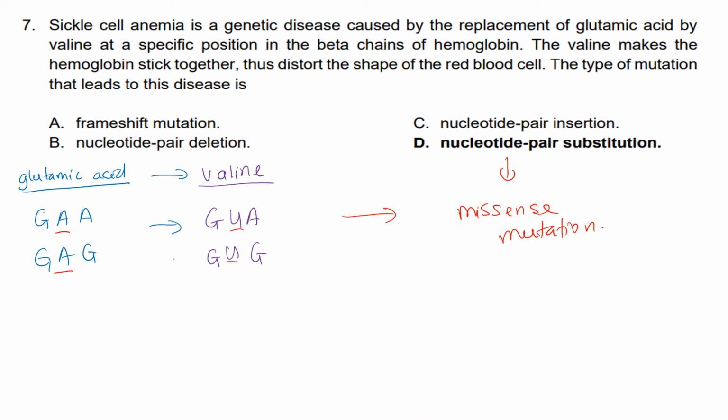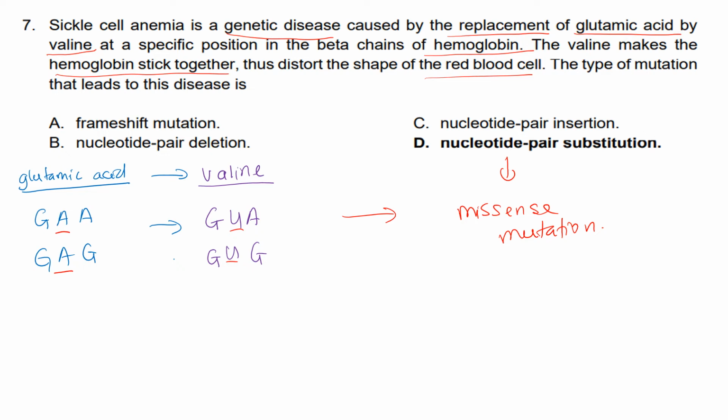Sickle cell anemia is a genetic disease caused by the replacement of glutamic acid by valine at a specific position in the beta chains of hemoglobin. The valine makes the hemoglobin stick together, thus distorting the shape of the red blood cells. So the red blood cells cannot carry enough oxygen. As you know, the function of hemoglobin is to bind to oxygen. When the hemoglobin sticks together, it cannot bind to oxygen, and therefore the red blood cells cannot carry oxygen.